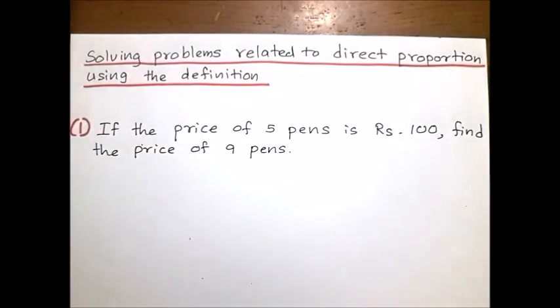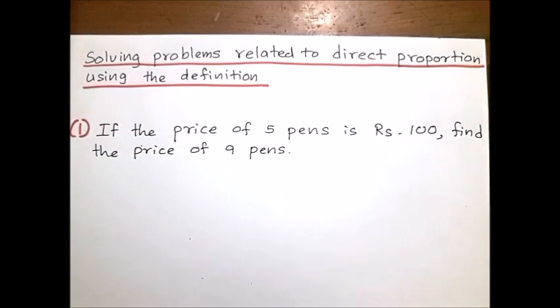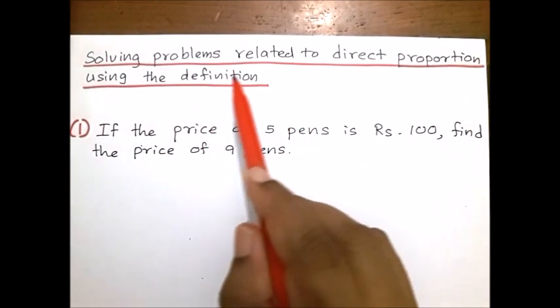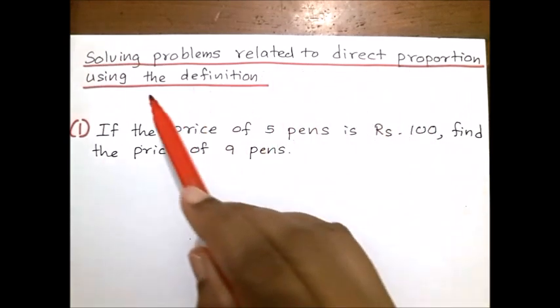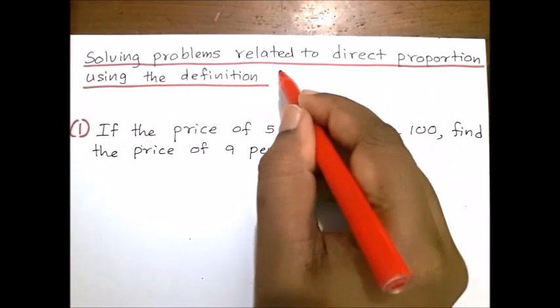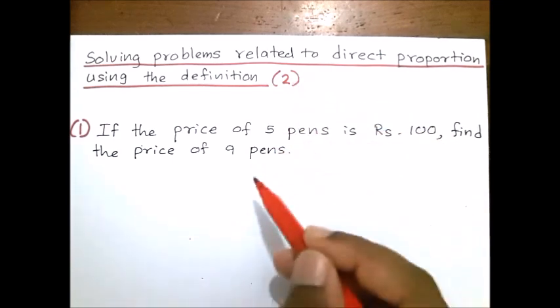As I said earlier, there are 3 methods you can use to solve problems related to direct proportion. This is the second method we are going to learn. The second method is solving problems related to direct proportion using the definition. This is the second method.